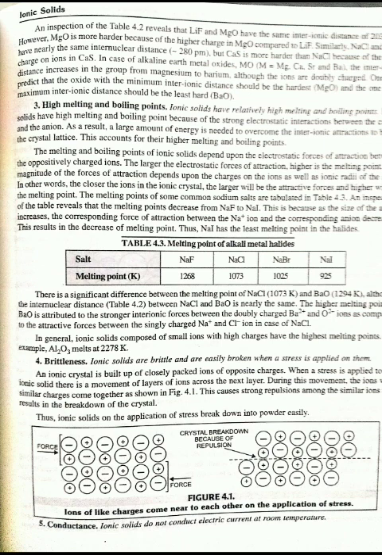Fourth, brittleness. Ionic solids are brittle and are easily broken when a stress is applied on them. An ionic crystal is built up of closely packed ions of opposite charges. When a stress is applied to the ionic solid, there is a movement of layers of ions across the next layer. During this movement, the ions with similar charges come together, as shown in figure 4.1. This causes strong repulsions among the similar ions and results in the breakdown of the crystal. Thus, ionic solids on the application of stress break down into powder easily.